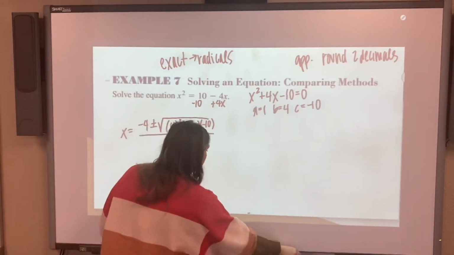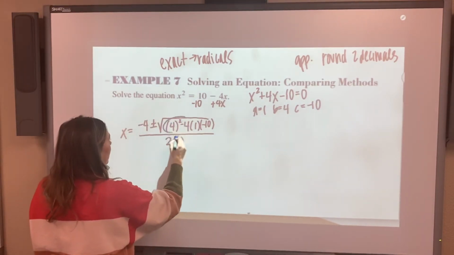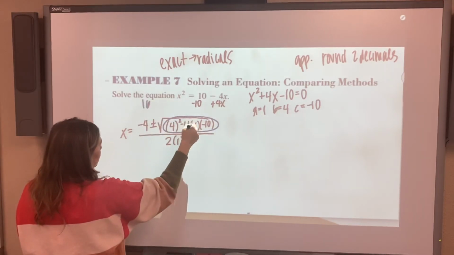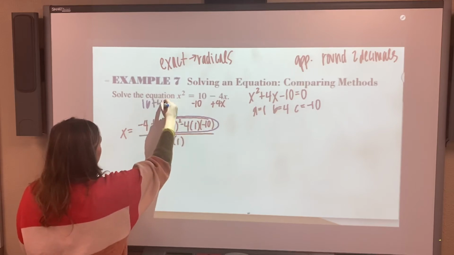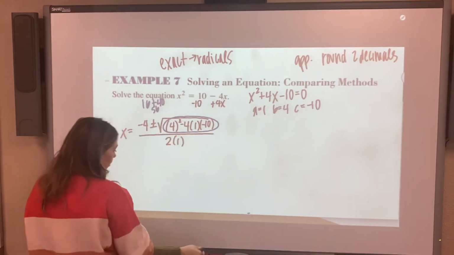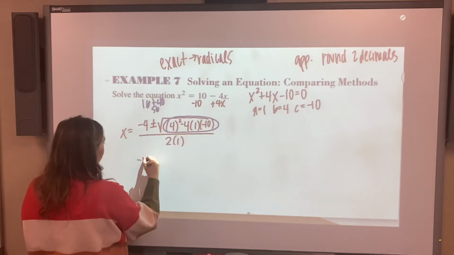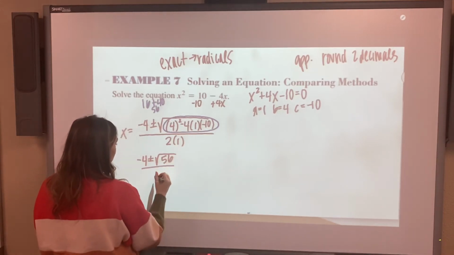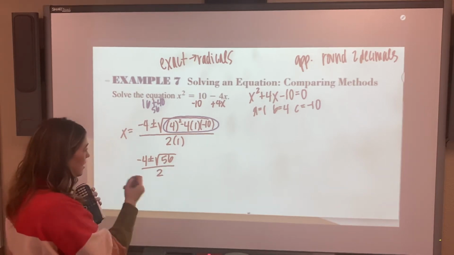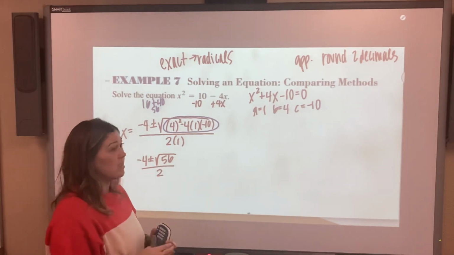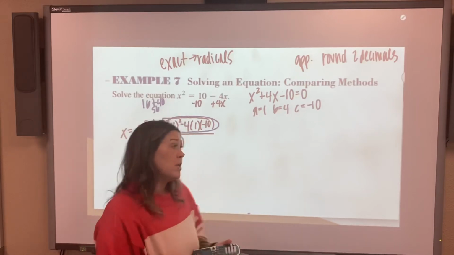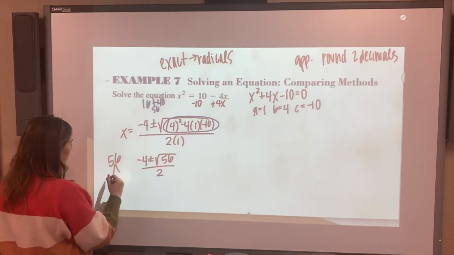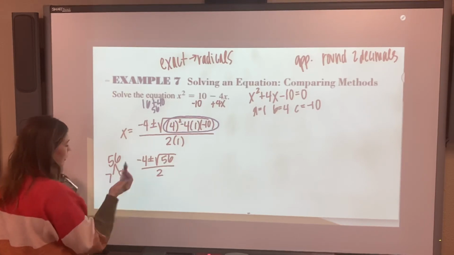Okay, so this right here we put into our calculator, or we do that by hand. So we have 4 squared, which is 16. And then negative 4 times 1 times negative 10 would be positive 40. So that would be 56. Okay, so we have negative 4 plus or minus the square root of 56 over 2 times 1 is 2. Okay, so we need to simplify the square root of 56. 56 is not a perfect square. And so what we need to do is we need to find the factors of 56. Okay, so I'm going to say, I know 7 and 8 goes into it. That's the first one that comes to my mind.